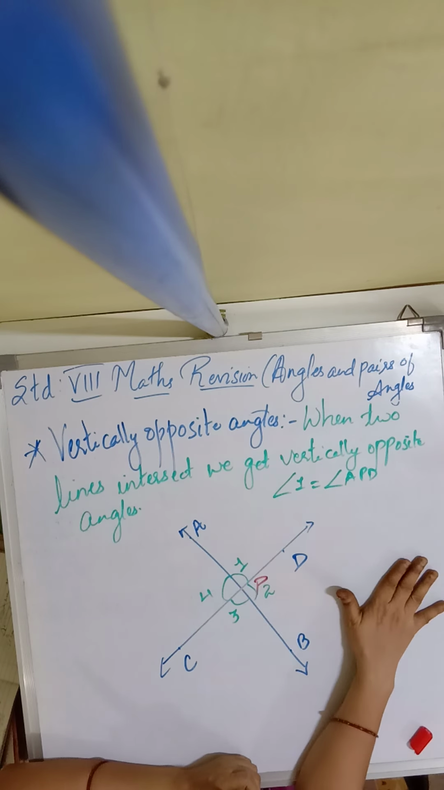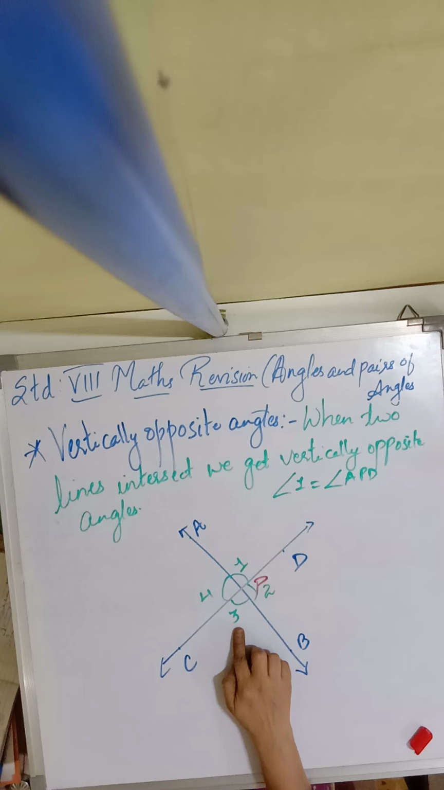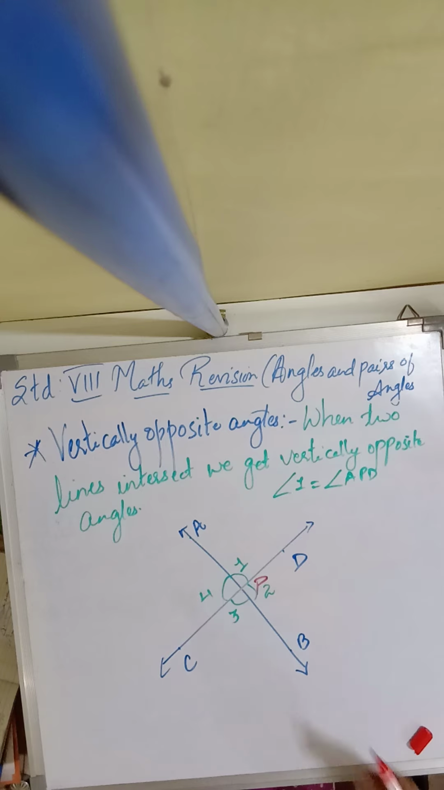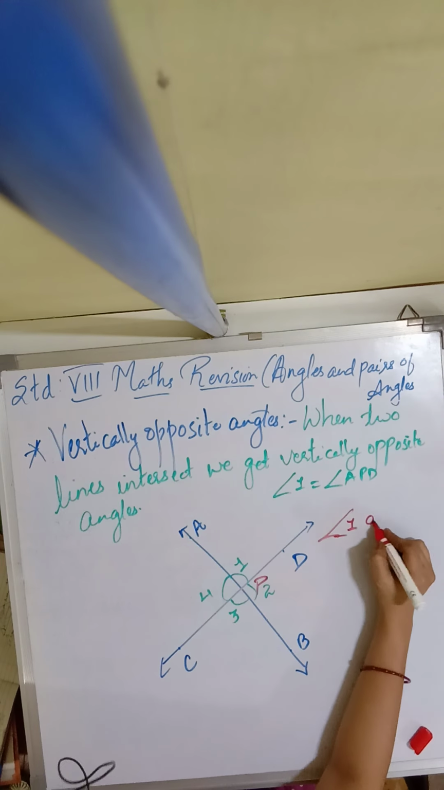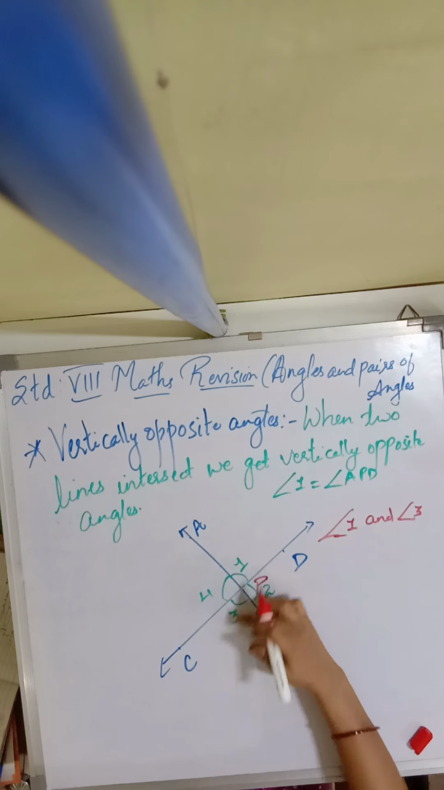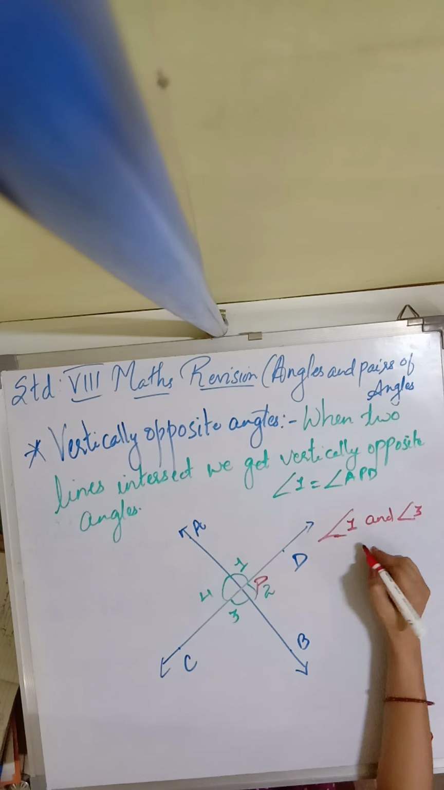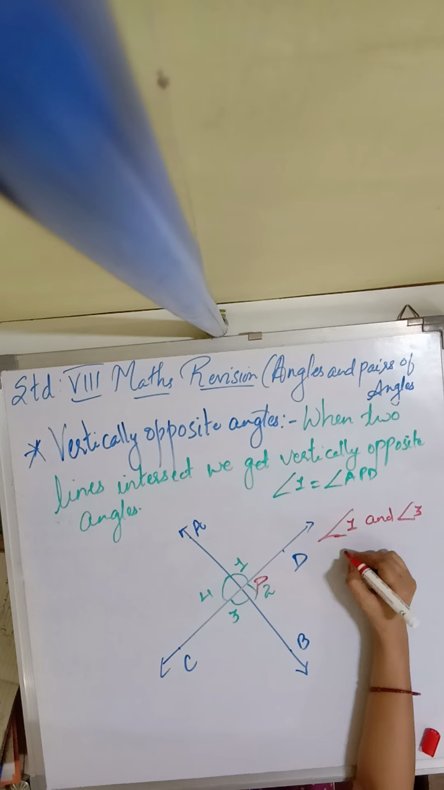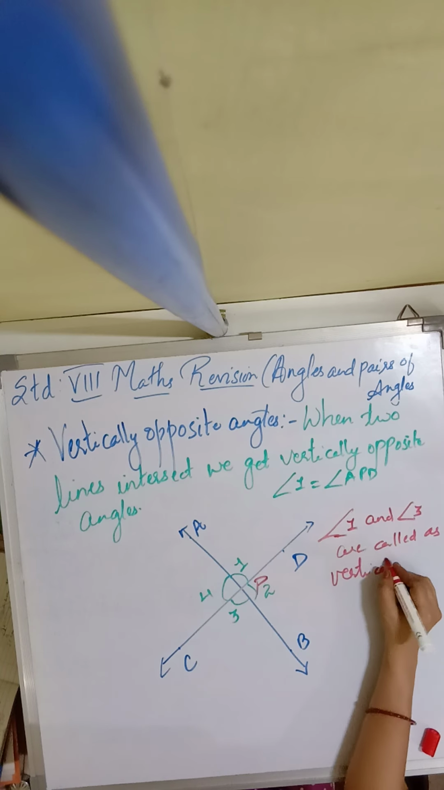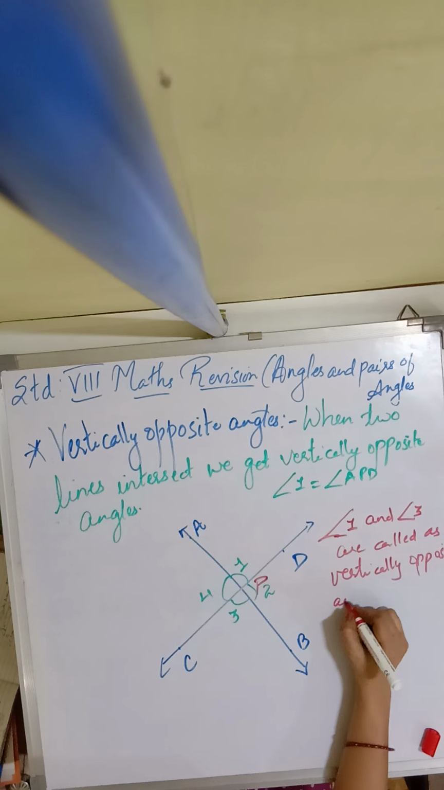4 angles. Okay children, therefore here this angle 1 and angle 3, carefully see children, my angle 1 and angle 3, you can see they are on the opposite side of each other, hence they are called as what? Angle 1 and angle 3 are called vertically opposite angles. Okay children, vertically opposite angles.